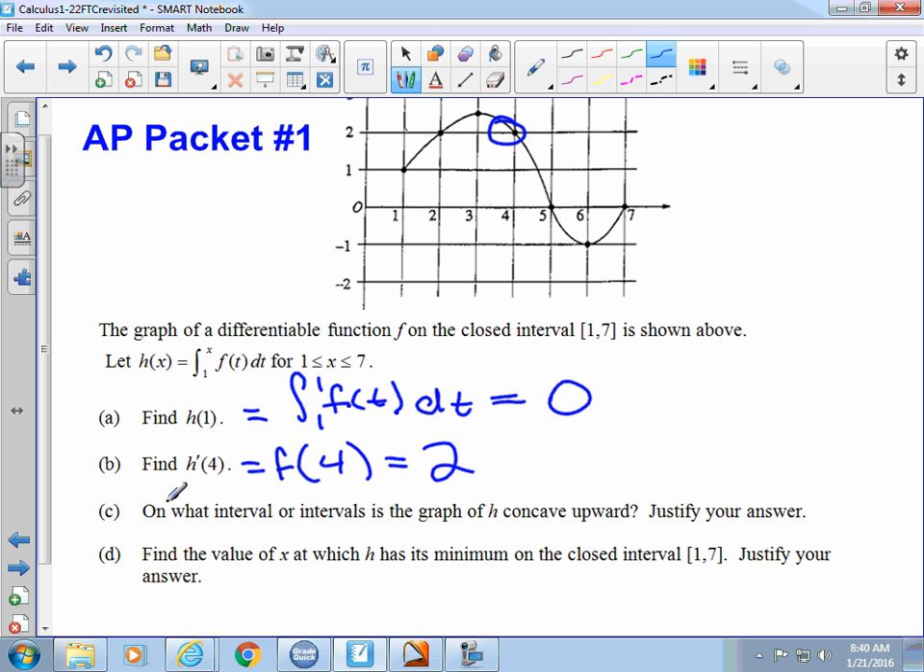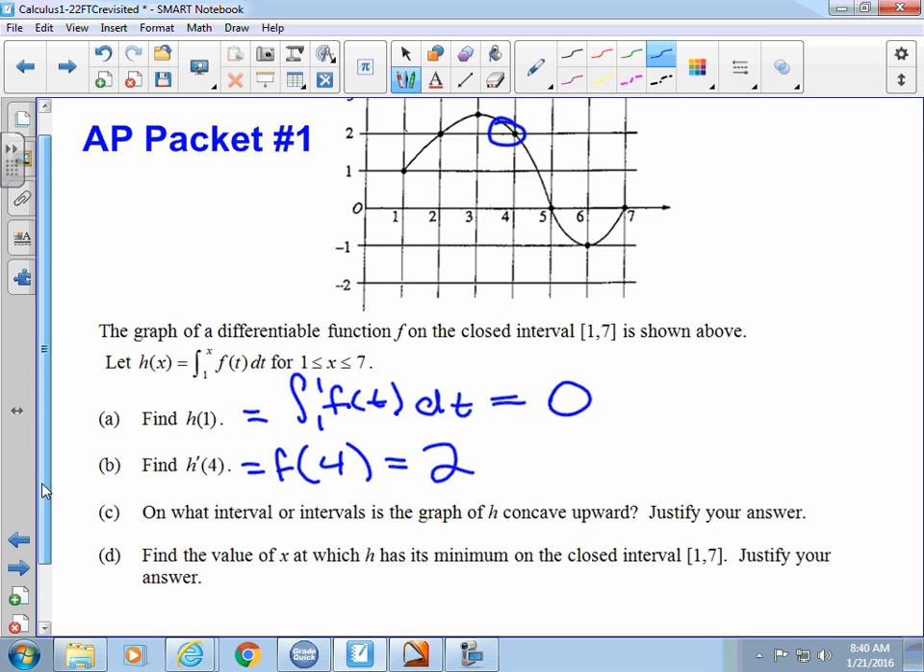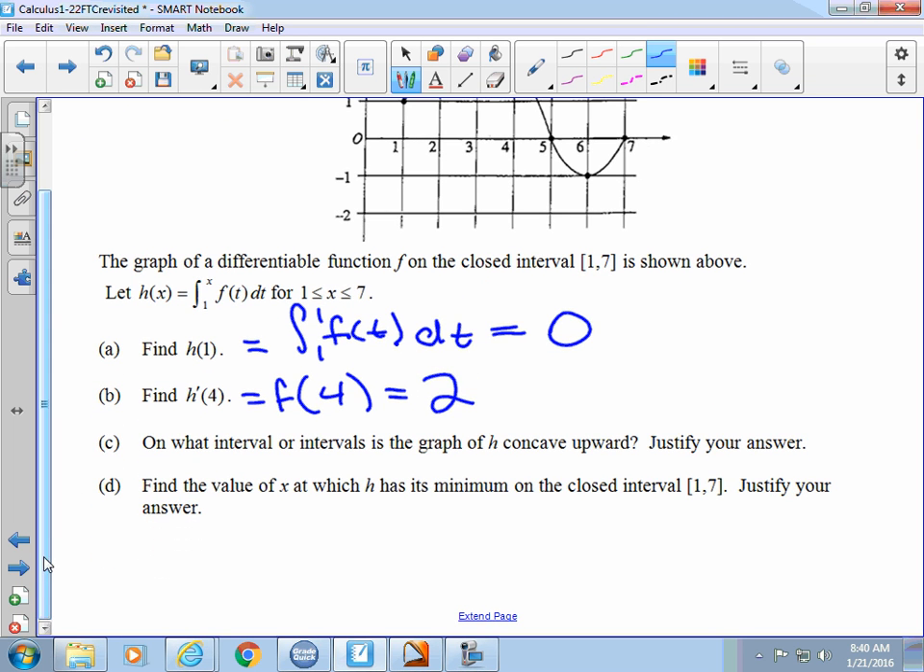Now, it didn't say justify, so I don't have to use any words. But always show your work because you can pick up partial points that way a lot. On what interval or intervals of the graph is the graph of h concave upward? Justify.